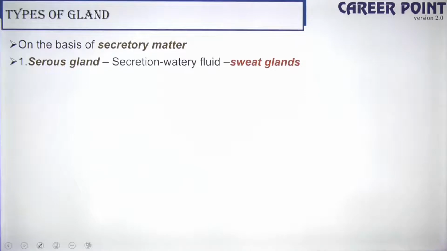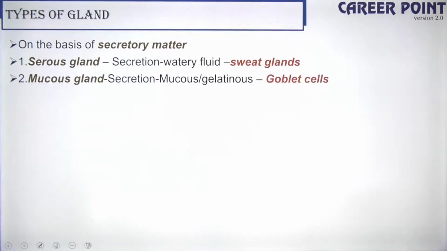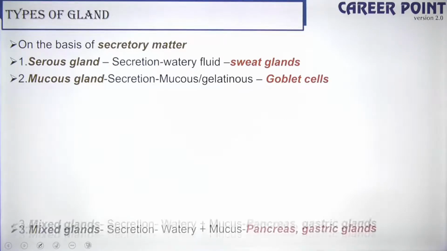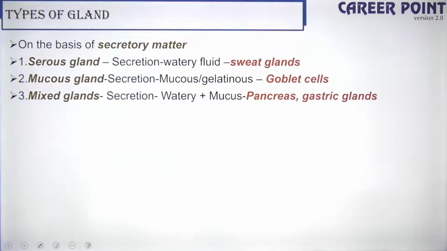So you have serous gland. Here the secretion is a watery fluid. Example is your sweat gland. Then your mucus gland, where your secretion is mucus. Example is your goblet cells. Then mixed gland, where your secretion is both water and mucus. Pancreas and gastric glands are the examples.